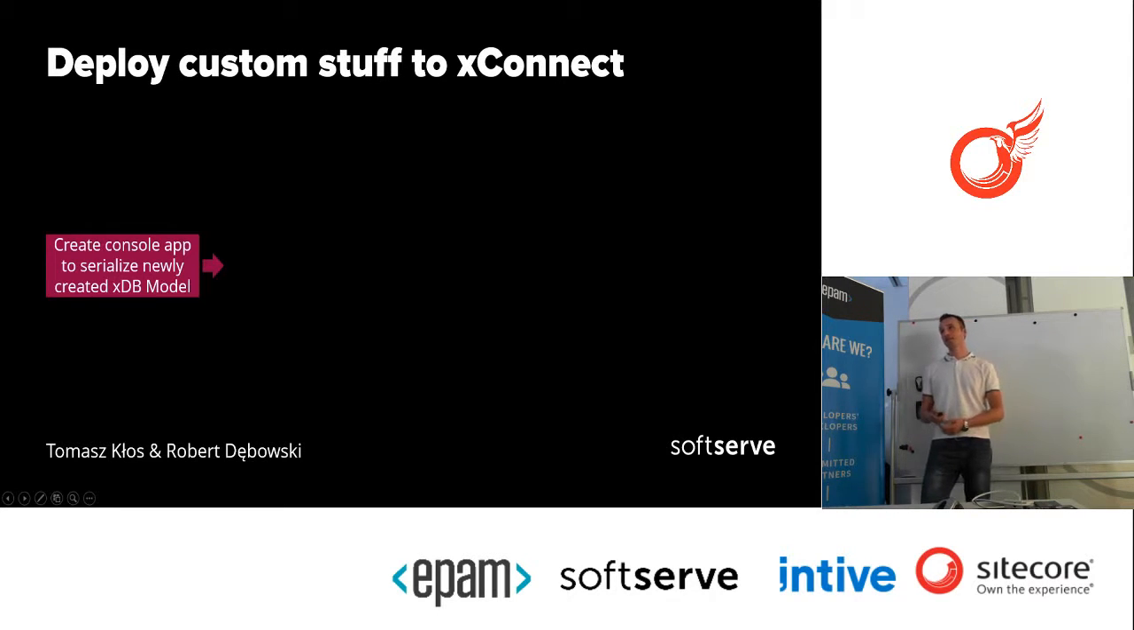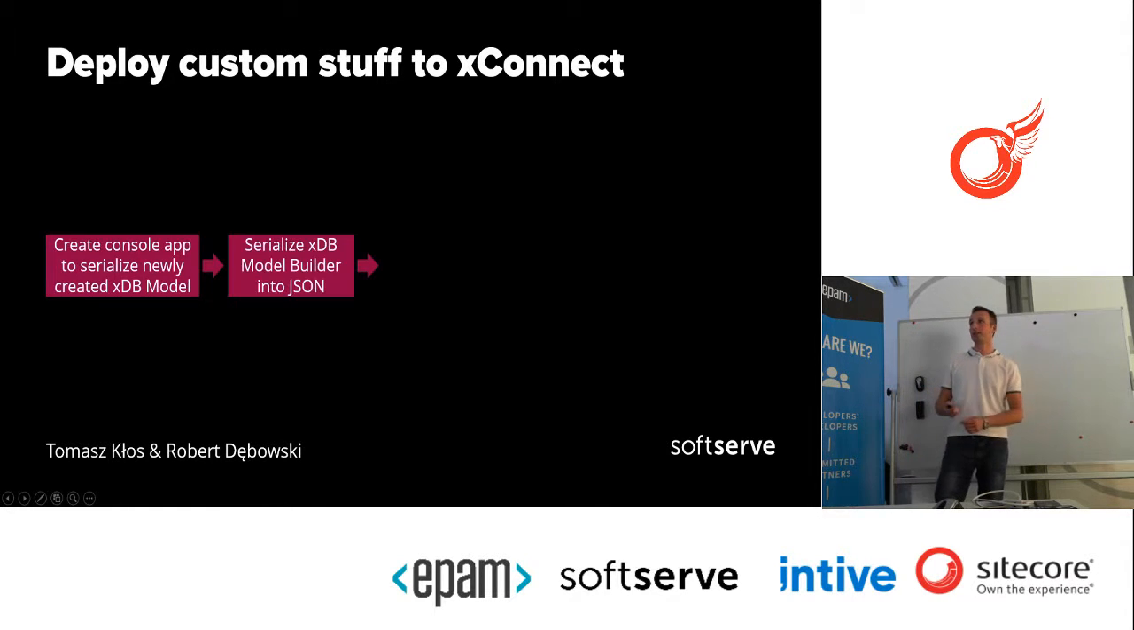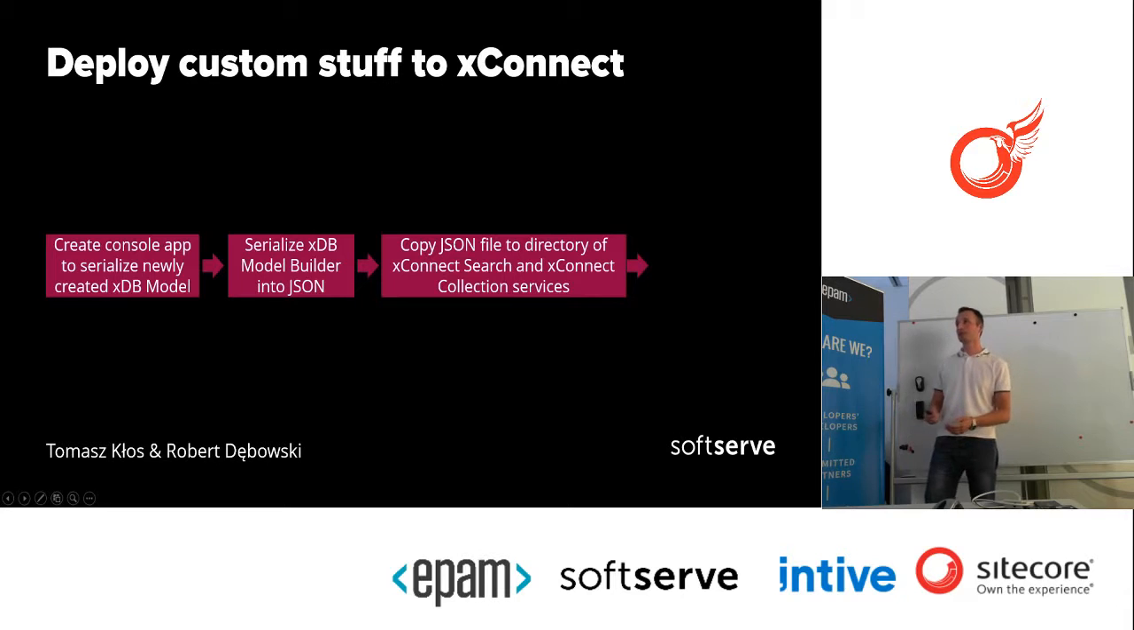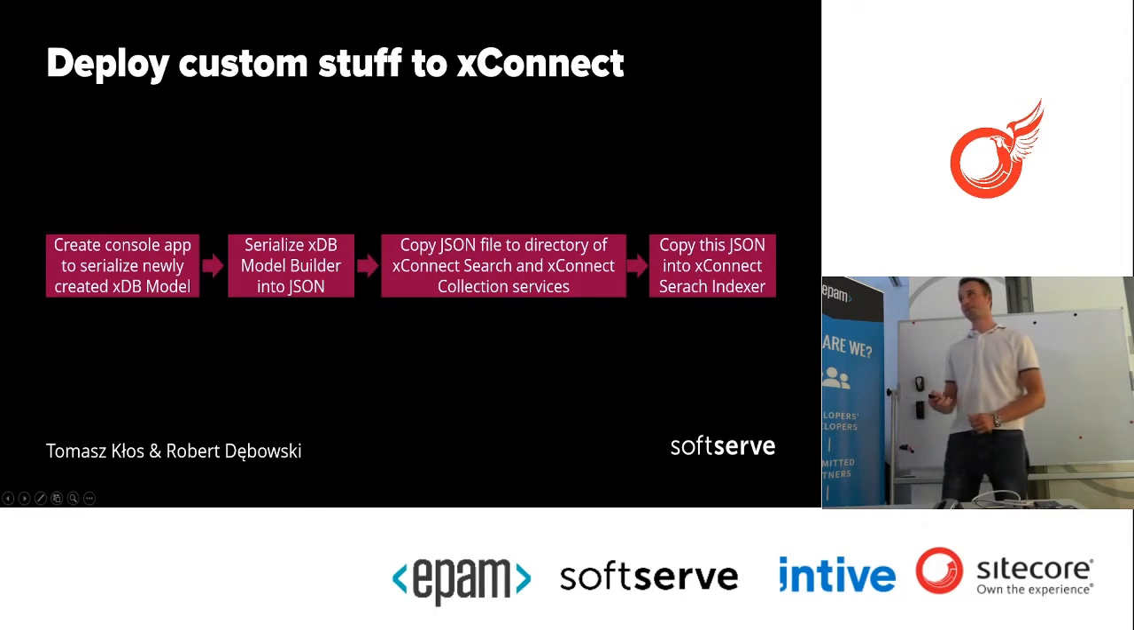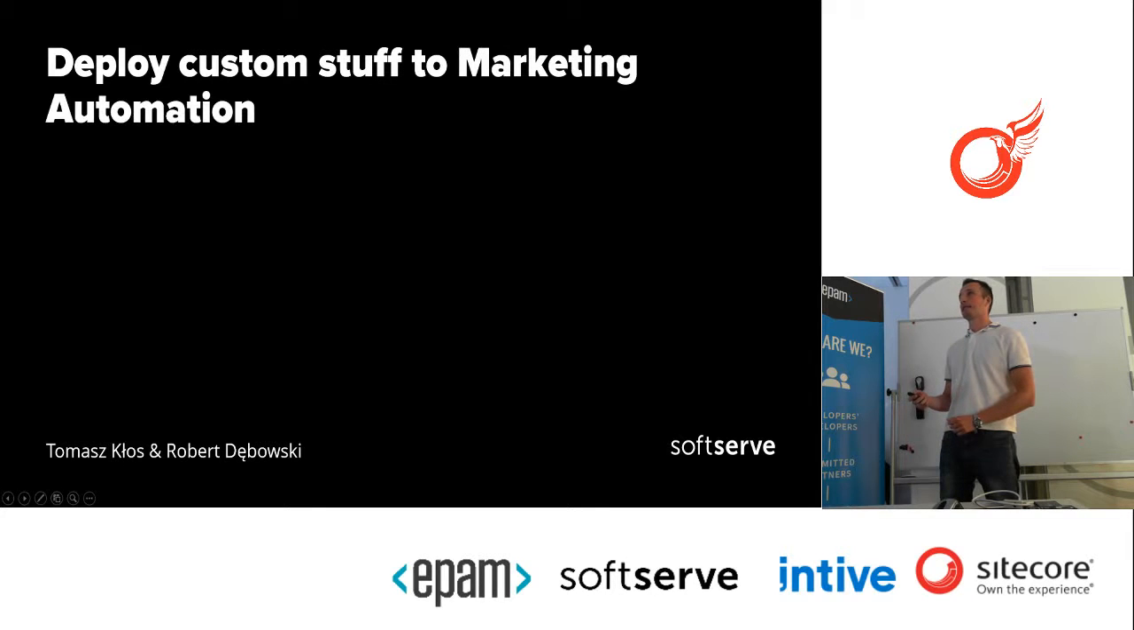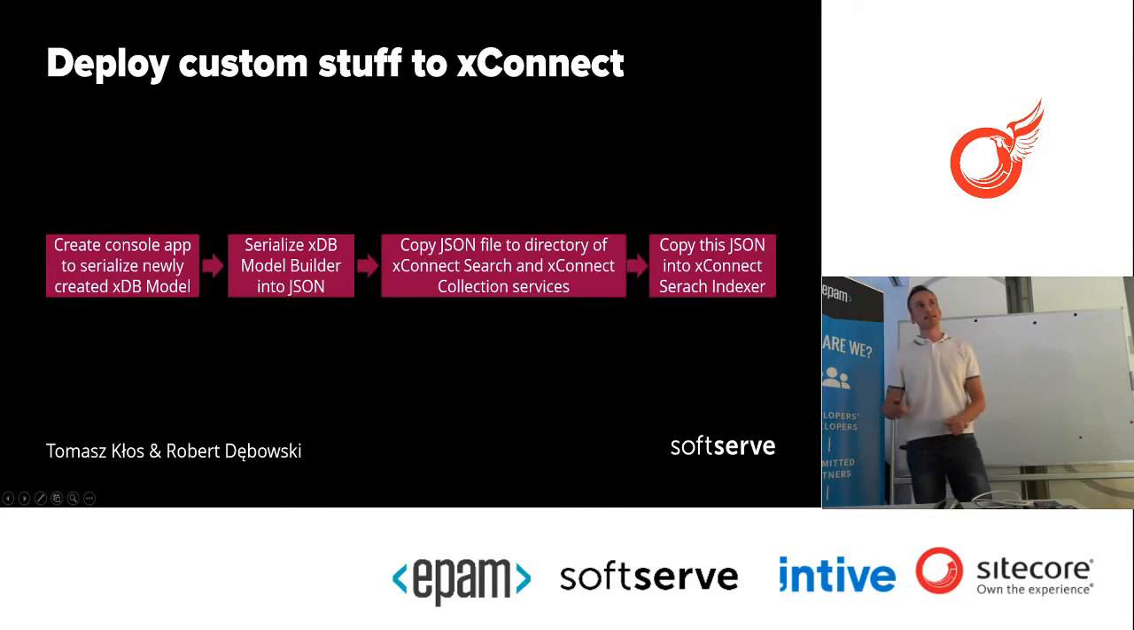So we are creating the console application to serialize the newly created XDB model. We are serializing the XDB model builder to JSON. And we are copying those files to the eXtremeConnect search, eXtremeConnect collection services to allow the XDB part to use that, and also to the eXtremeConnect search indexing to allow the services to index this stuff. And at this point we can say that we have our custom stuff put to the eXtremeConnect.